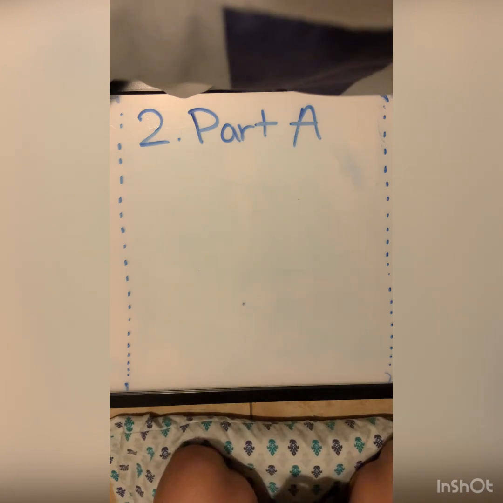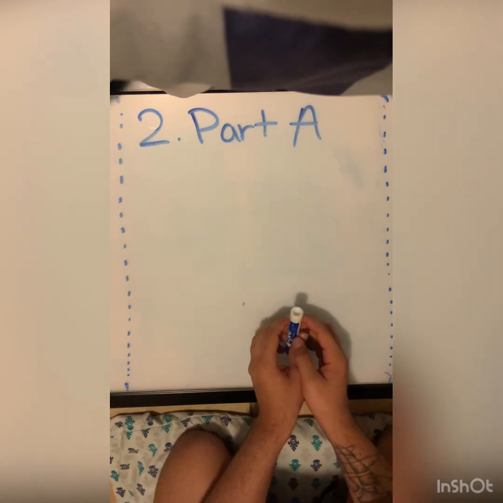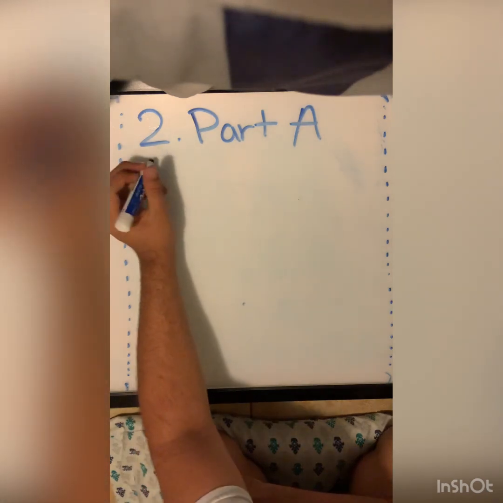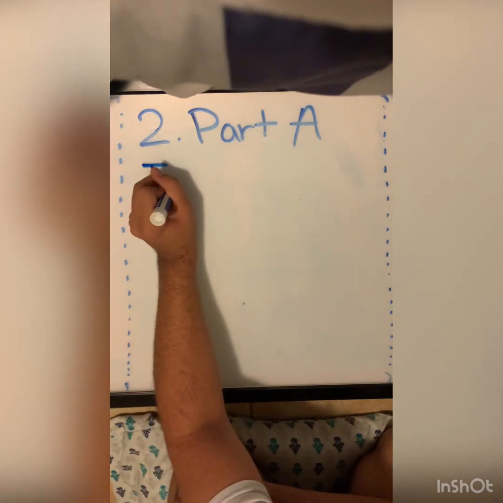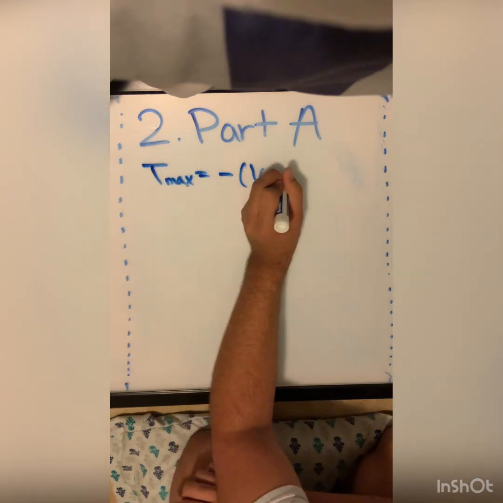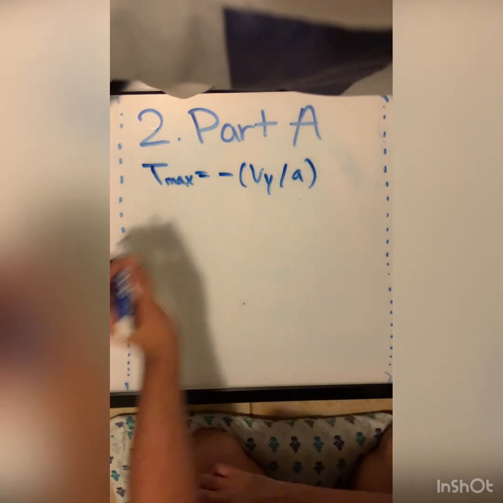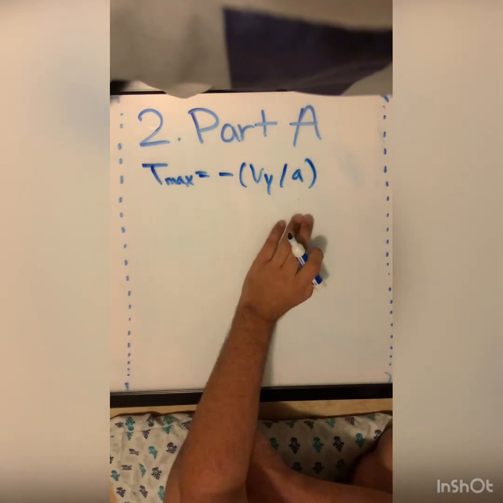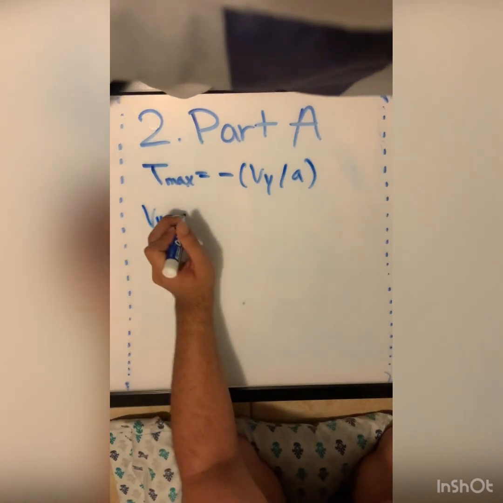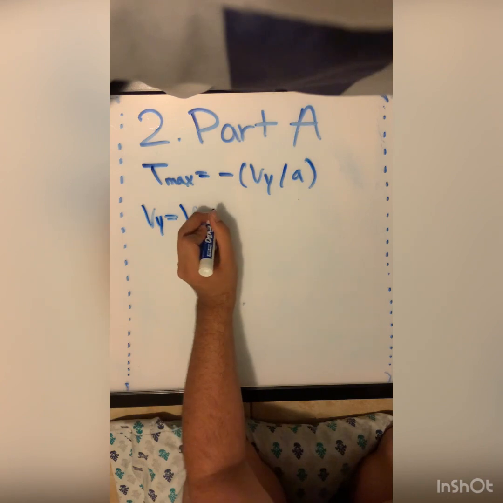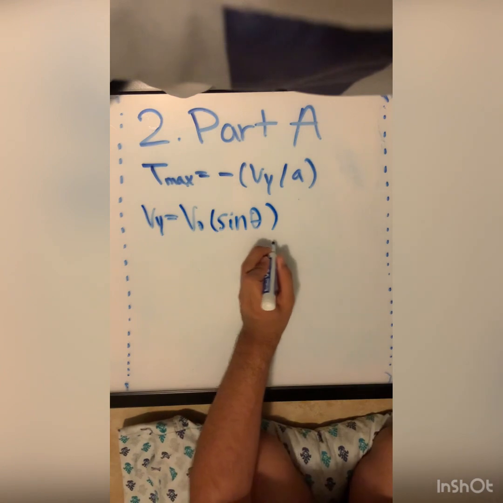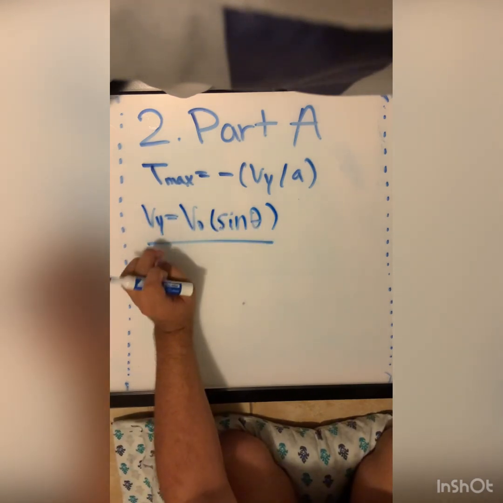The question I was assigned according to my birth month was 2. Part A asks for the time it takes to reach the maximum height. We know that the equation for the time of maximum height is equal to negative velocity of y divided by the acceleration, which in this case would be g. To find the velocity of y, we take the velocity times the sine. That equals our velocity of y.